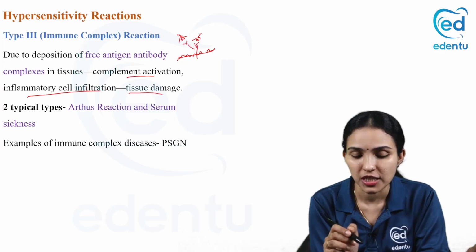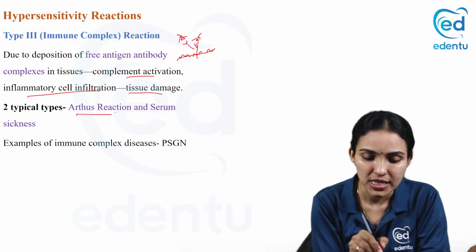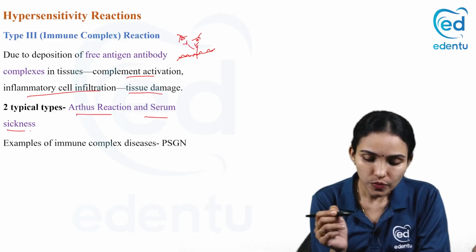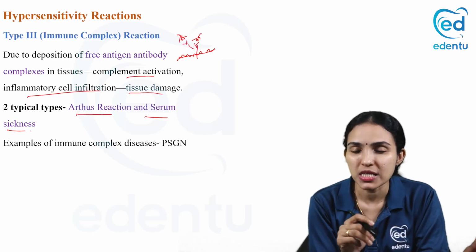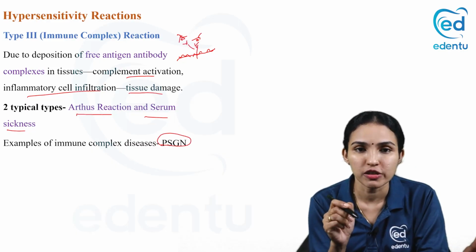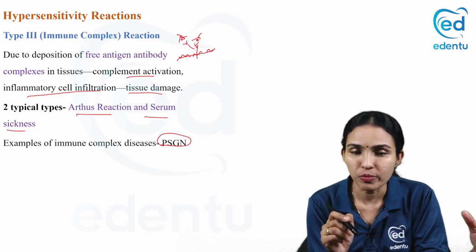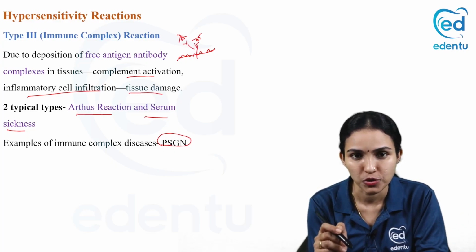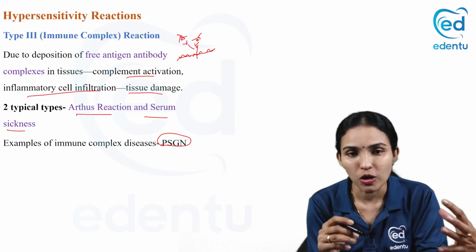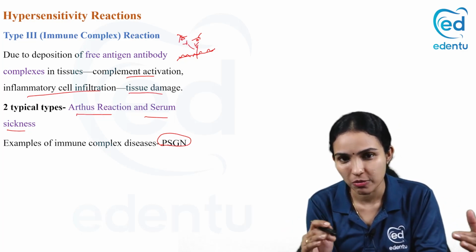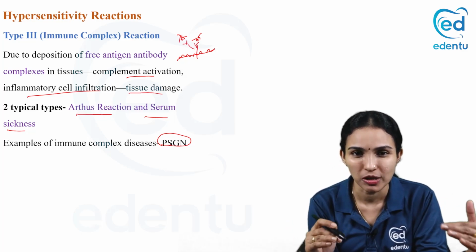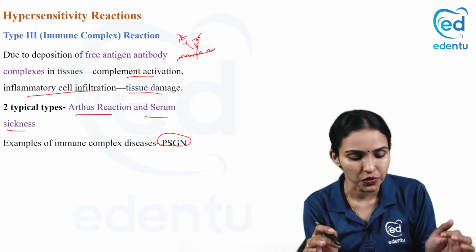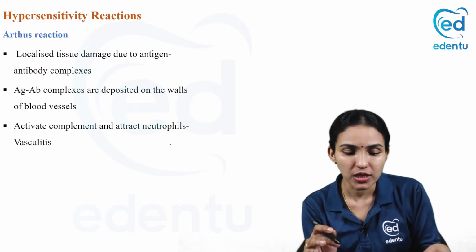There are two types of type 3 hypersensitivity reaction. One is Arthus reaction and the other one is serum sickness. Another example for immune complex disease is post-streptococcal glomerulonephritis, which we have learned about. In streptococcal infection, certain antibodies are produced against streptococcal antigens, and those complexes can get deposited on the glomerular basement membrane, which can elicit inflammation and destruction of the glomerular membrane, leading to nephritis, glomerulonephritis. That is an example for type 3 reaction.